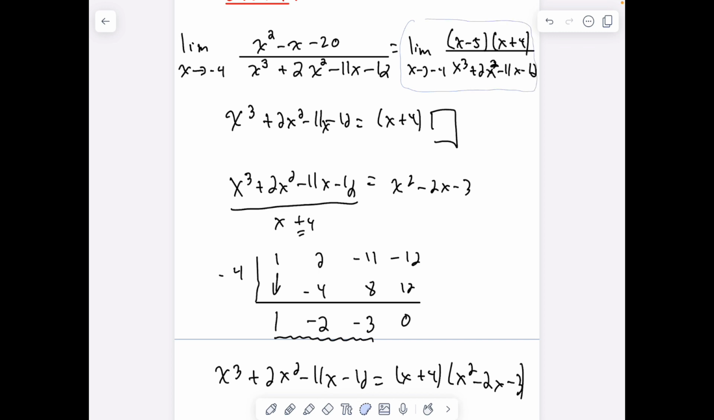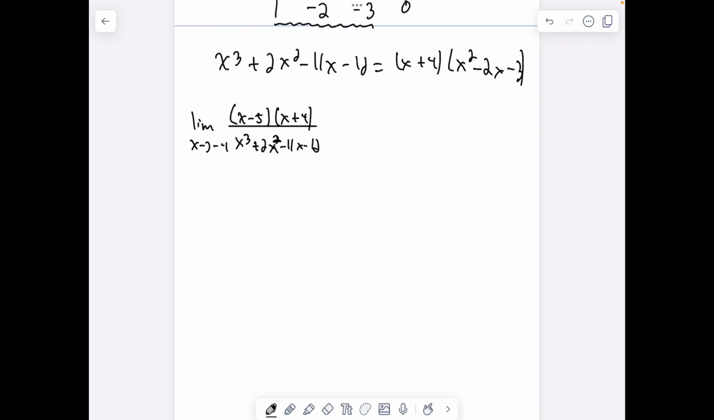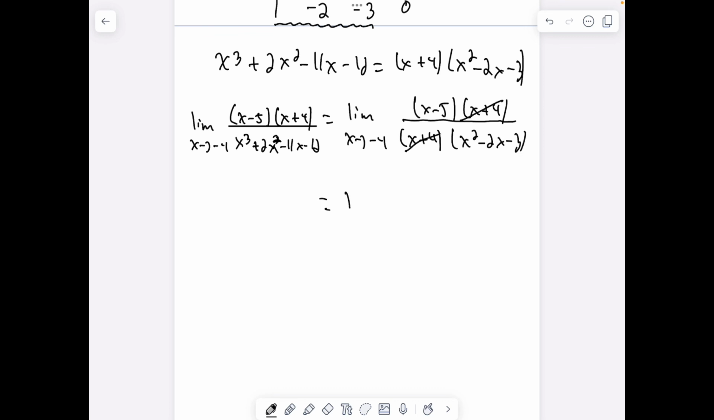It's a topic in calculus, but as you can see, it's just algebra that we did here to simplify this and work this out. So I'm going to write what I have one more time, and that denominator is now factorable as x plus 4 times x squared minus 2x minus 3. The x plus 4s would cancel. And I'm going to replace my x with minus 4.